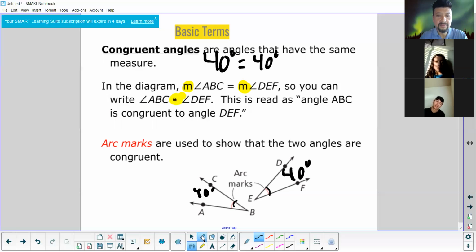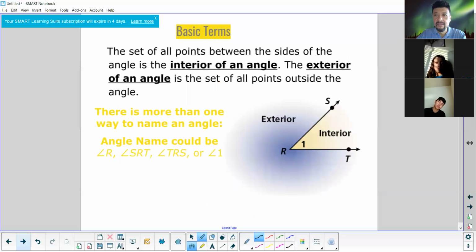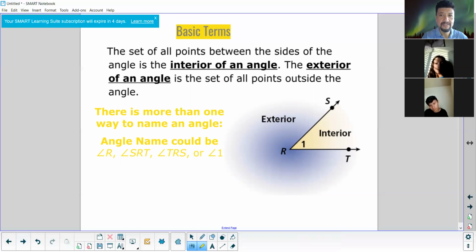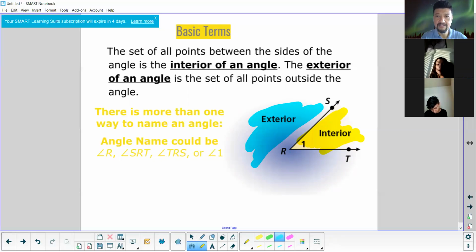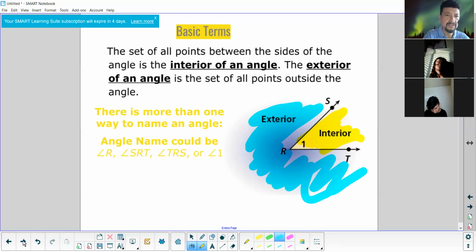All right, so now, Celeste, read this. The set of all points between sides of the angle is the interior of an angle. The exterior of an angle is the set of all points outside the angle. Yeah, so in this case, this is interior, the inside, right? And then you also have the exterior, which is the outside. Okay, good. Let's go to the next one.